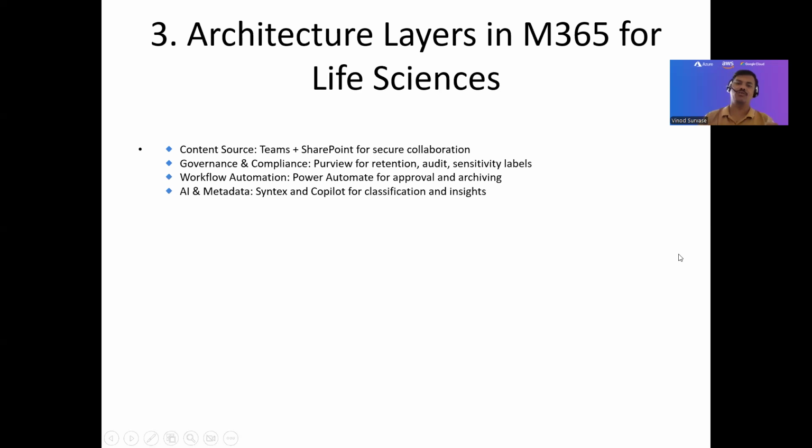The architecture layer of Microsoft 365 for the life science industry, basically starting from content sources, right? Then you'd move on to governance and compliance, workflow automation, and AI and metadata, right? Now, the stores of content are going to be Teams and SharePoint for secure collaboration. SharePoint has its capability, of course, and OneDrive for Business as well, and the email system as well, right? So whatever is going through, whether inflow or outflow, inbound or outbound of the organization, that is classified data, whether it is publicly accessible, private, confidential, or internal.